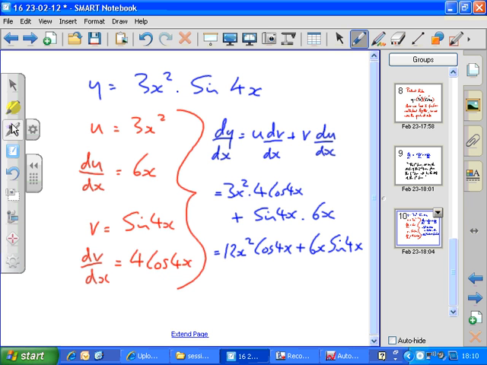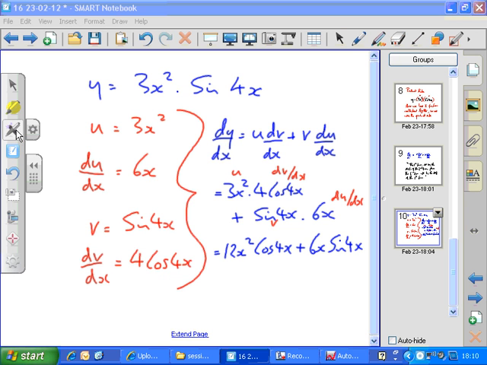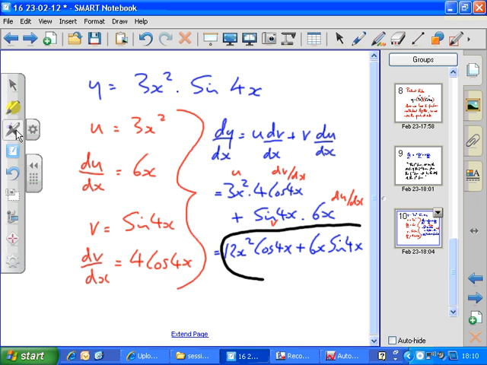Actually, it might be worth, just to clarify, this is the u bit, isn't it? 3x squared. This is the dv by dx bit, the 4 cos 4x. And this is the v bit, and this is the du by dx bit. So you can see each bit, and then what we're doing is combining them together, and then tidying up. Okay. When we tidy up, we collect like terms, and that's what we've done.